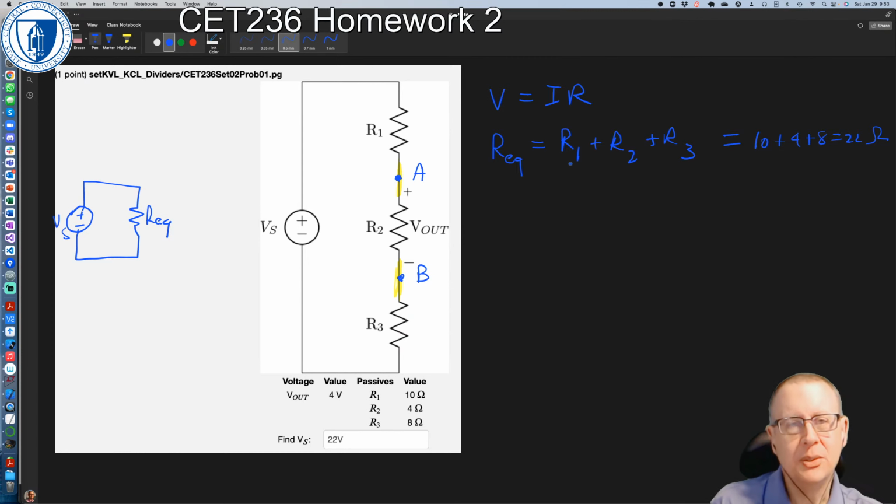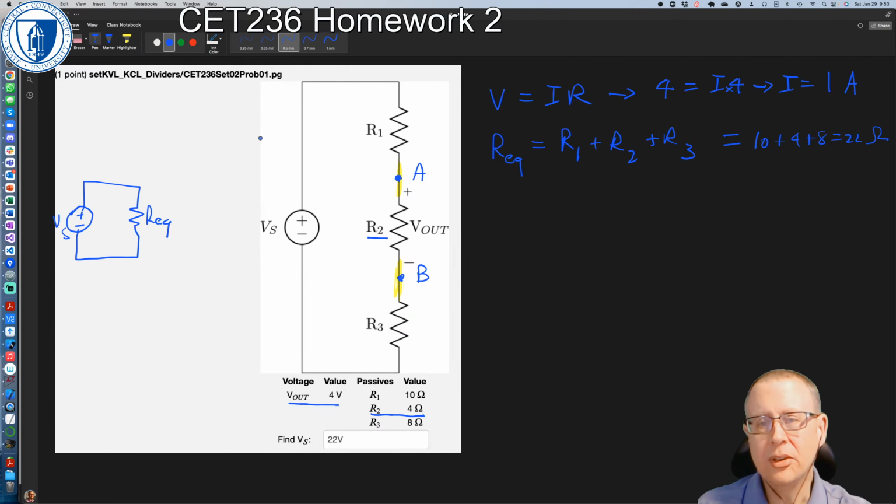Now the other thing we know is that R2 is 4 ohms and the voltage across R2 is 4 volts. So that means we've got 4 equals I times 4, right, which implies that the current is equal to 1 amp.